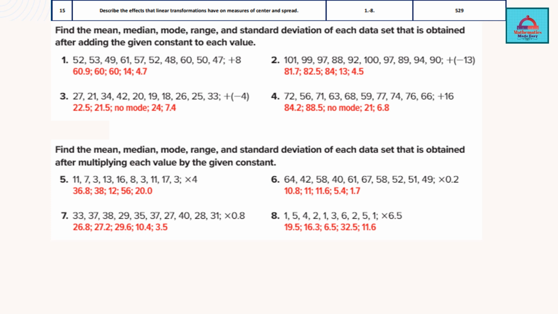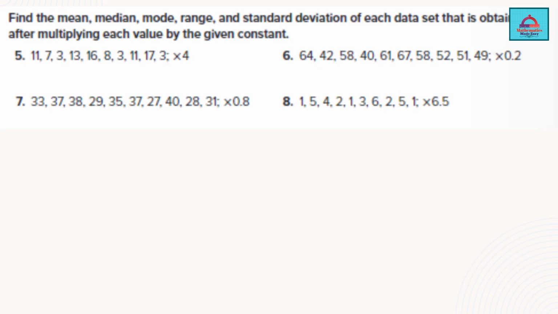Now we are going to move to question number 5, where we are going to solve a question where we are multiplying each value by a given constant. Let's solve question number 5. Again, the first step would be to arrange in ascending order. So small to big. 3 comes 3 times, then 7, then 8, 11, 11, 13, 16, and 17.